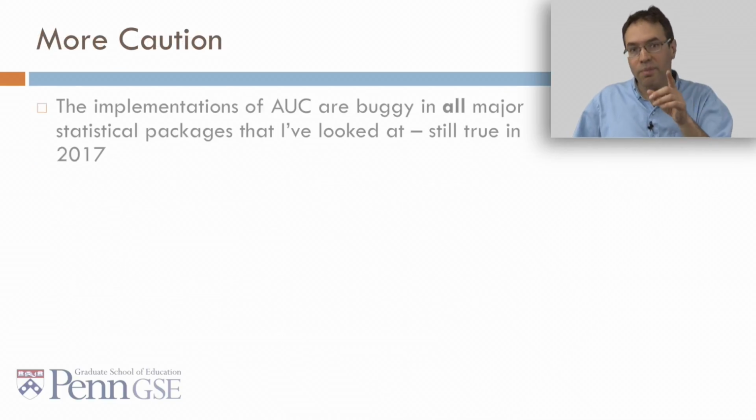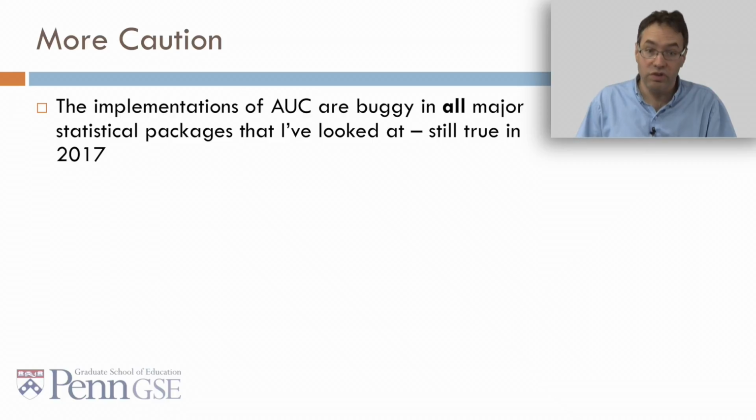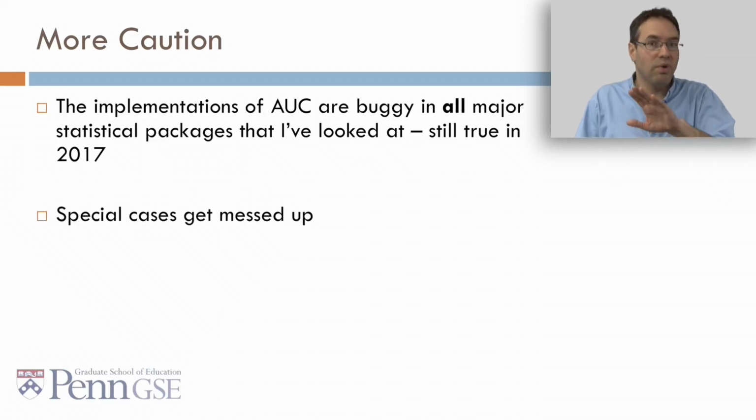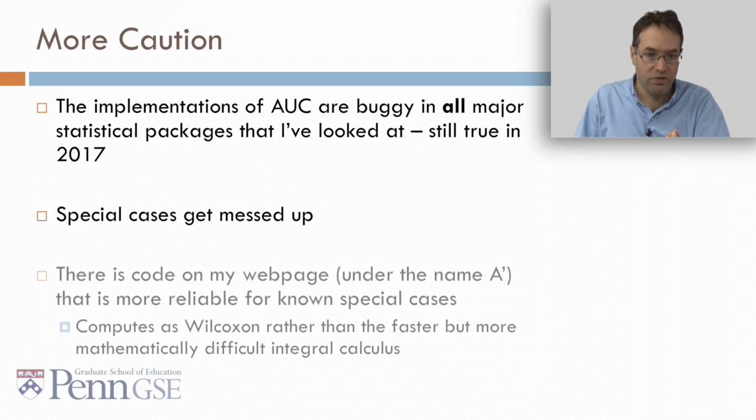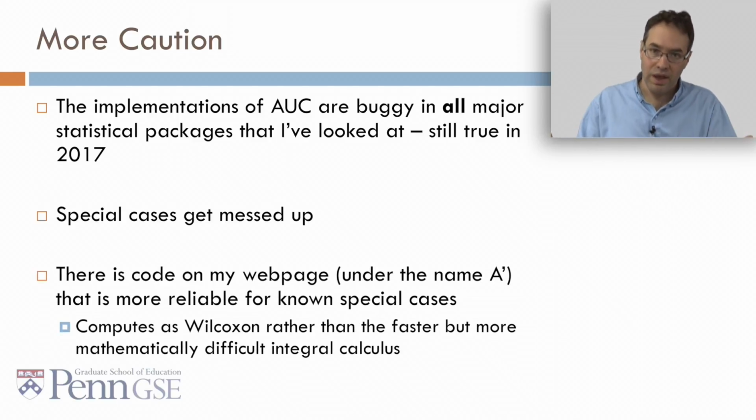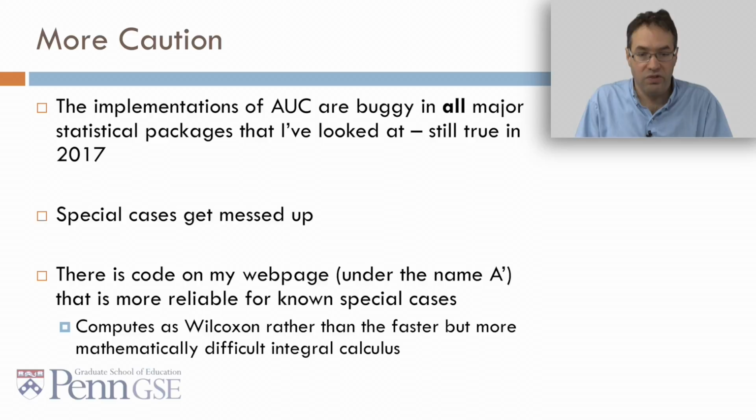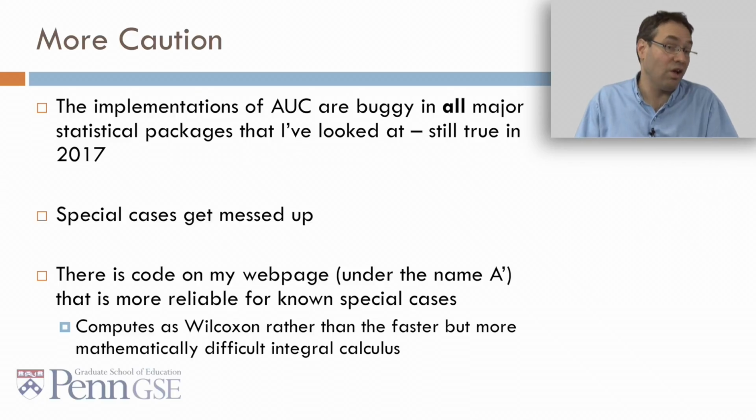Another caution. The implementations of AUC are buggy in all the major statistical or data mining packages that I've looked at, and that's still true in 2017 when I'm recording this. Special cases get mixed up, especially when the data is lumpy and multiple data points have the same confidences. There's code under my webpage under the name A prime, which is an alternate name for AUC, as I mentioned a minute ago, that's more reliable for the known special cases. It computes as Wilcoxon rather than the faster but more mathematically difficult integral calculus needed to compute the area under a curve. Despite the fact that it's not quite as fast, it's still fine for most purposes. There's never been a case where that n-squared algorithm is really insufficiently fast for an analysis of this type.